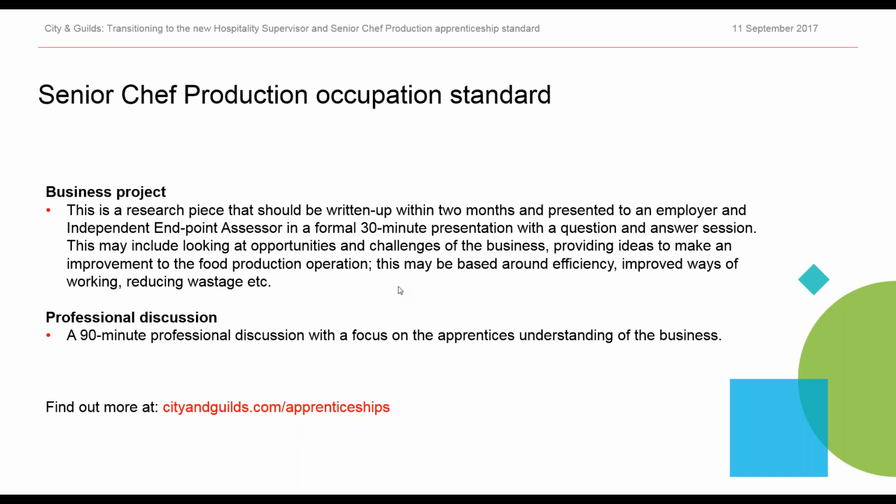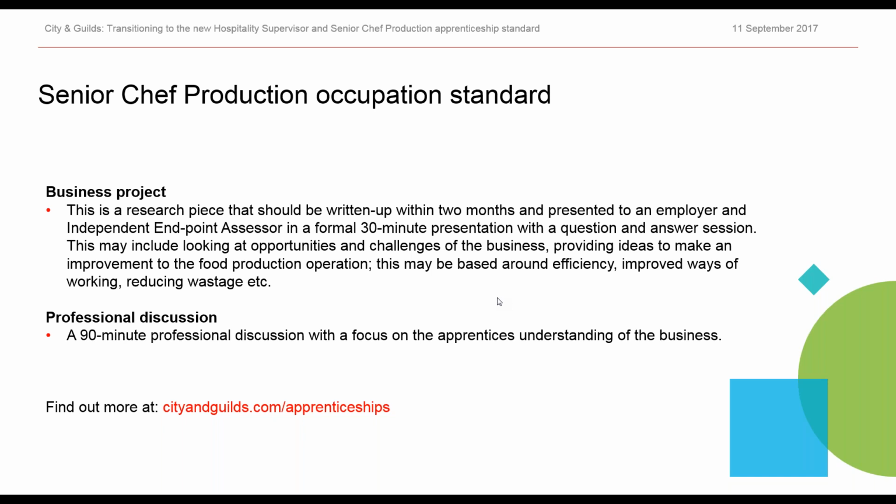With this, they must then complete the on-demand test, the practical observation, and the culinary challenge prior to the professional discussion taking place. So the on-demand test is a 90-minute multiple choice test, scenario-based, and this is externally set and marked by City and Guilds, and will be undertaken on the employer's premises or off-site.